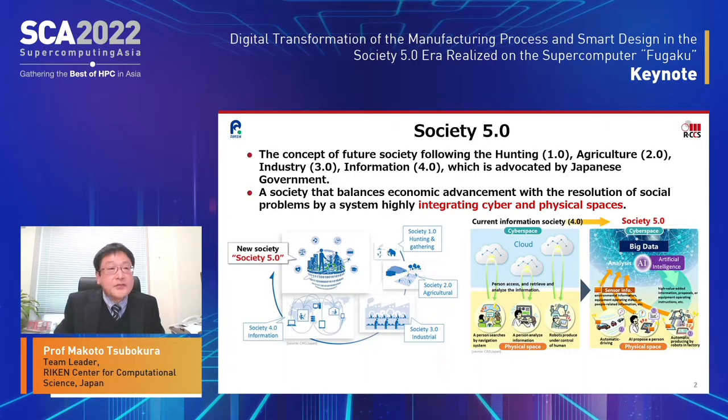In Society 5.0, on the other hand, a huge amount of information from sensors in physical space is accumulated in cyberspace, and this big data is analyzed by AI, and the analysis results are fed back to us in physical space in various forms.